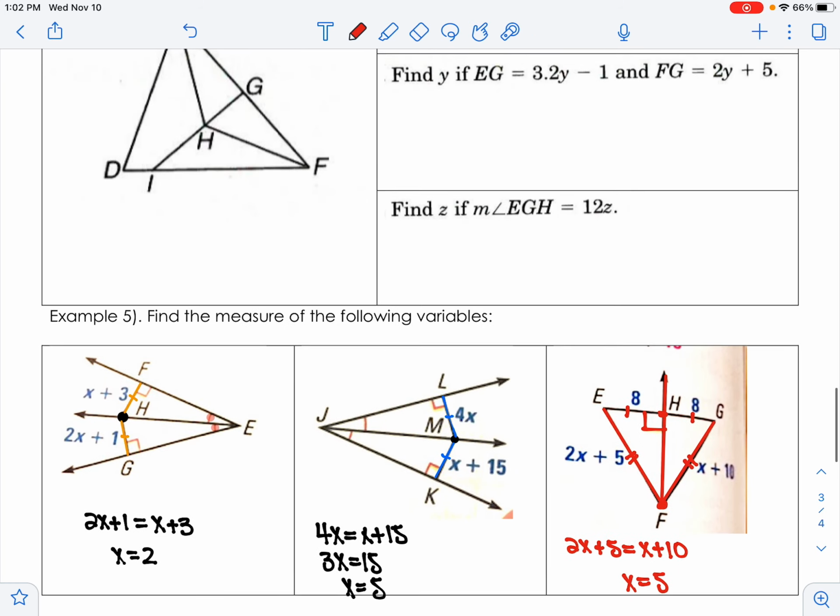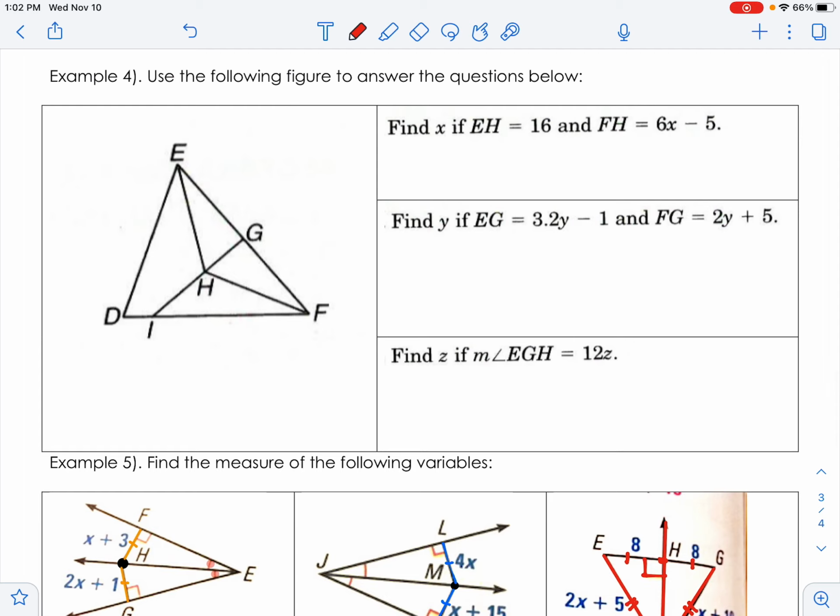All right, I'm going to go ahead and pause my video here, and then I want you guys to come to example 4 and try example 4 on your own.